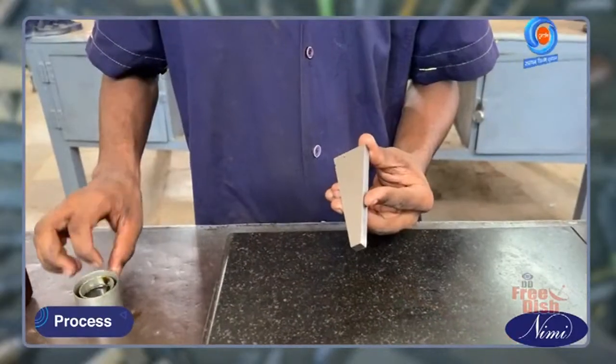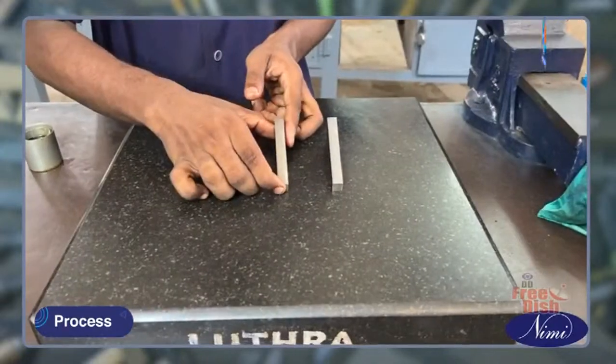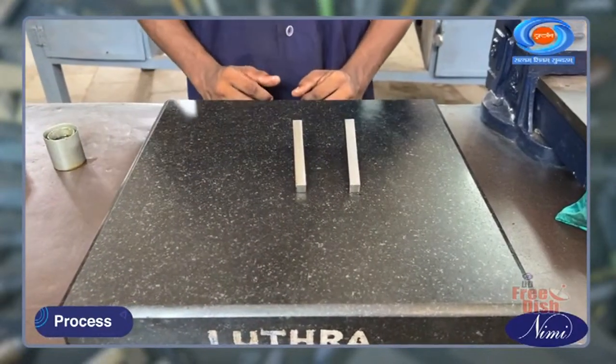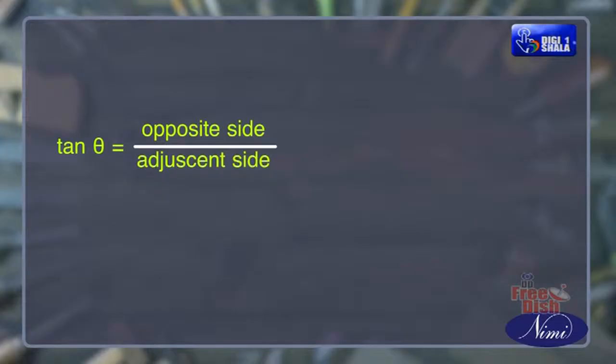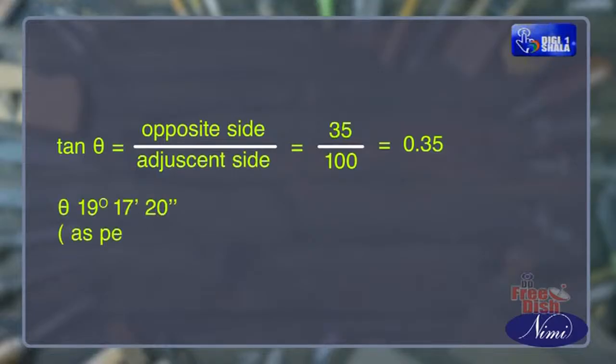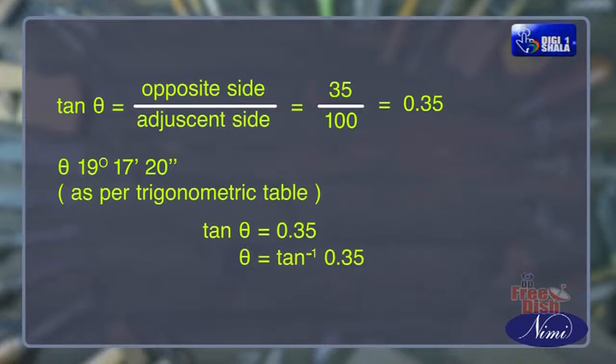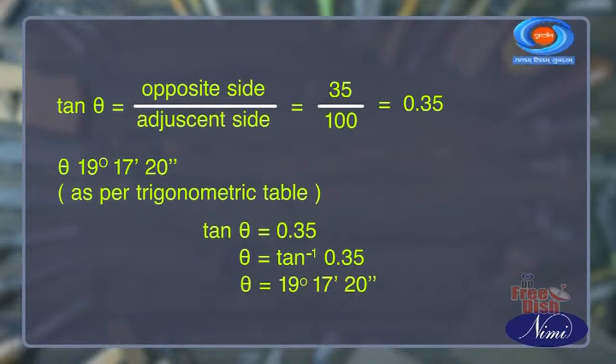Make part 1 and part 2 angular surface and apply a thin coating of oil and preserve it for evaluation. Tan theta is equal to opposite side divided by adjacent side, which is equal to 35 divided by 100, equal to 0.35. As per the trigonometric table, tan theta is equal to 0.35. Theta is equal to tan inverse 0.35. Hence theta is 19 degrees 17 minutes 20 seconds.